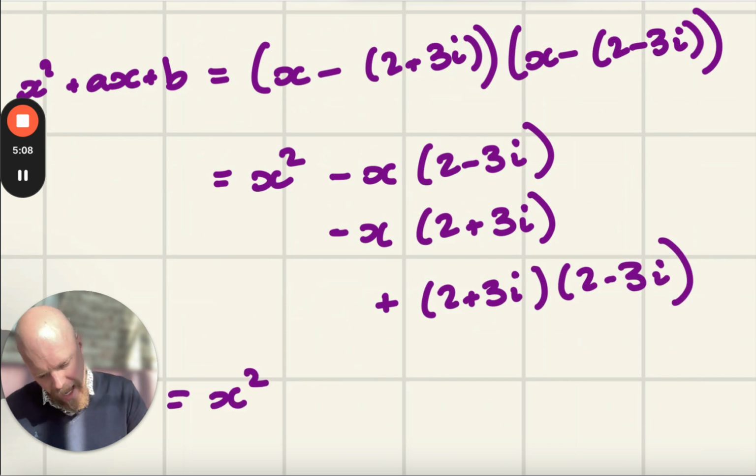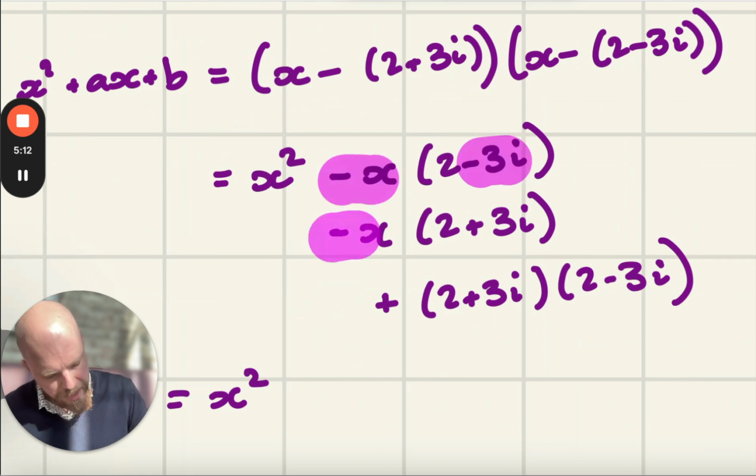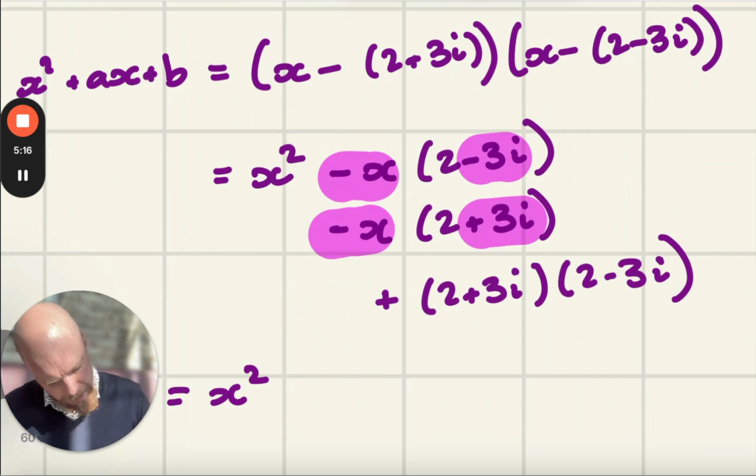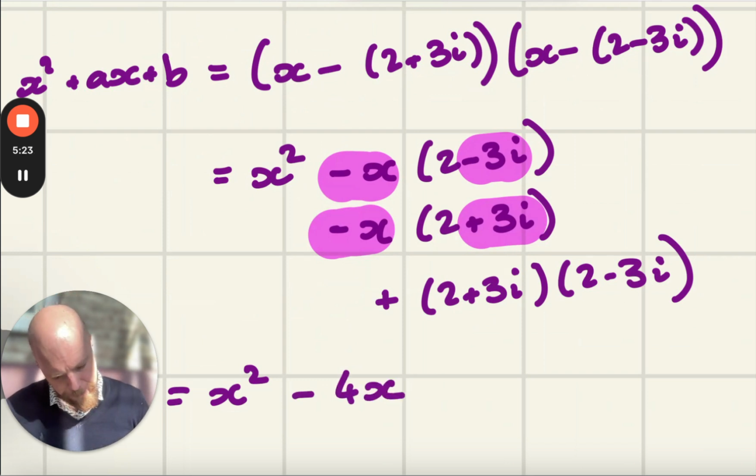Now, if we look carefully, this minus x and that minus 3i will cancel with that minus 3x and that plus 3i, because the minuses cancel, and then they're the opposites. So I'm just left with minus 2x and another minus 2x, which is minus 4x.